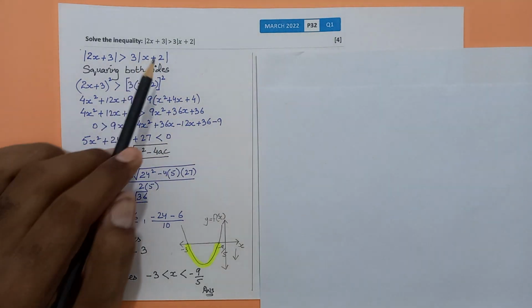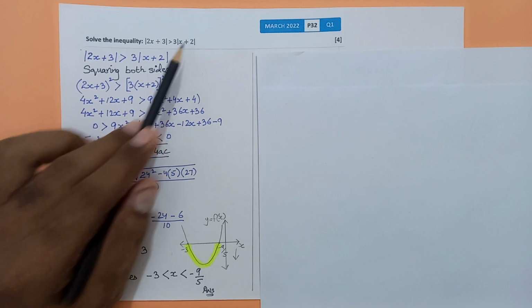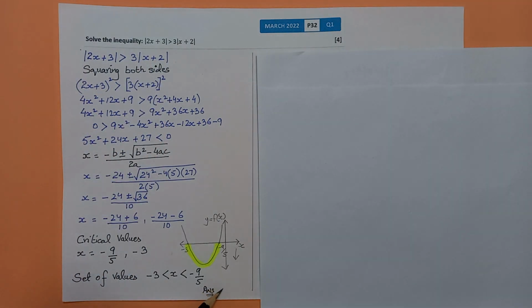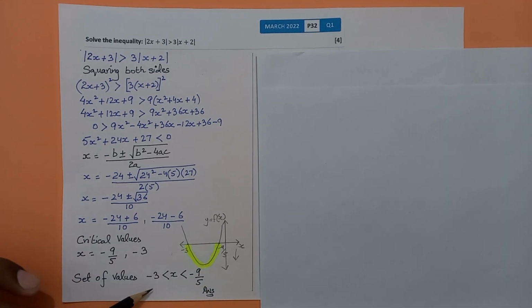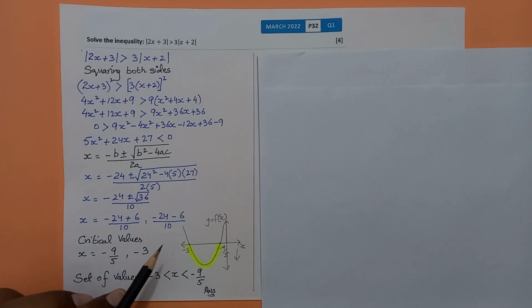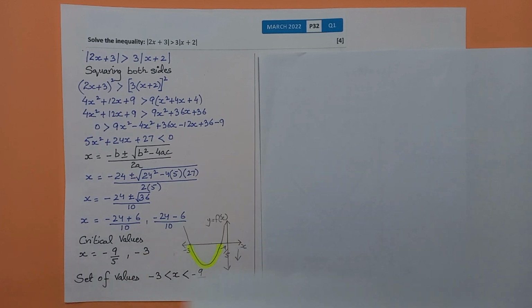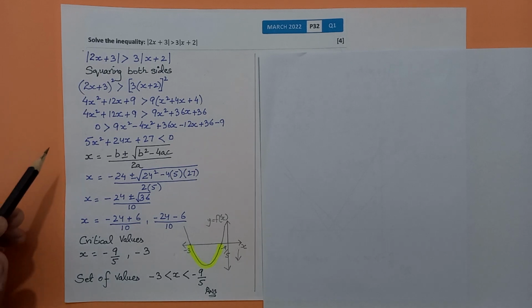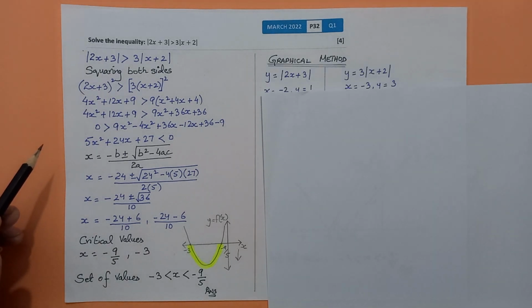So for this particular question, if we have a modulus on both sides, the process is in front of you, very simple. We could easily work according to it, get the set of values of x, and we are done. As I said in the beginning, we can also use another method, which is a graphical method, and solve the question. So let us move on with the graphical method.